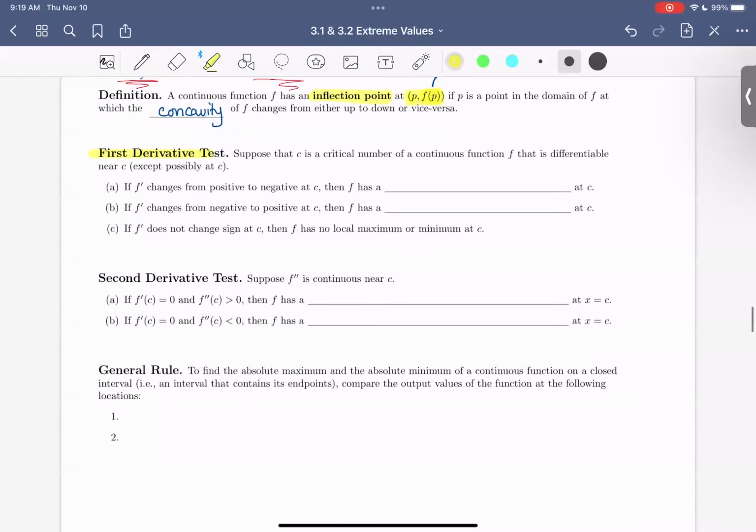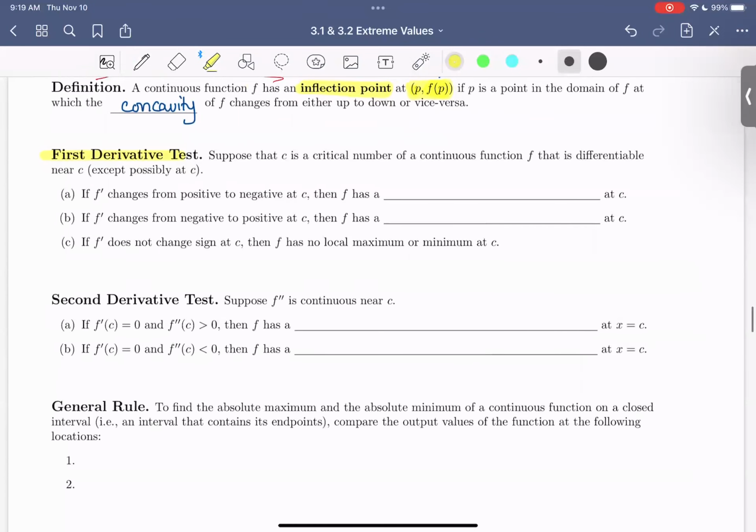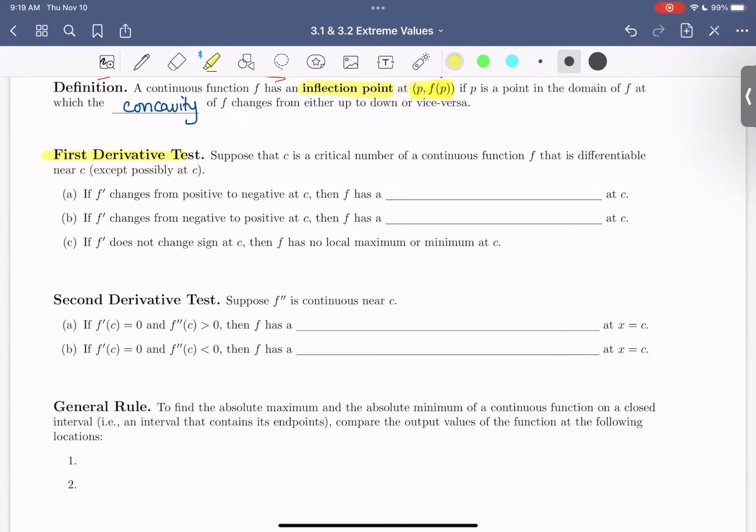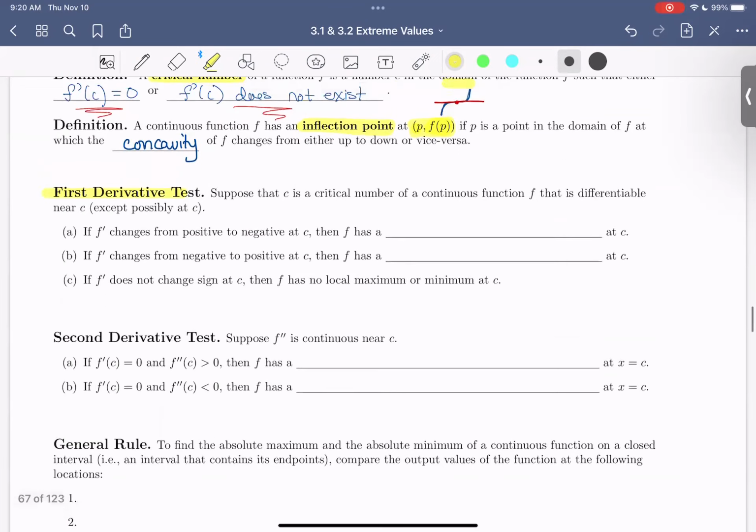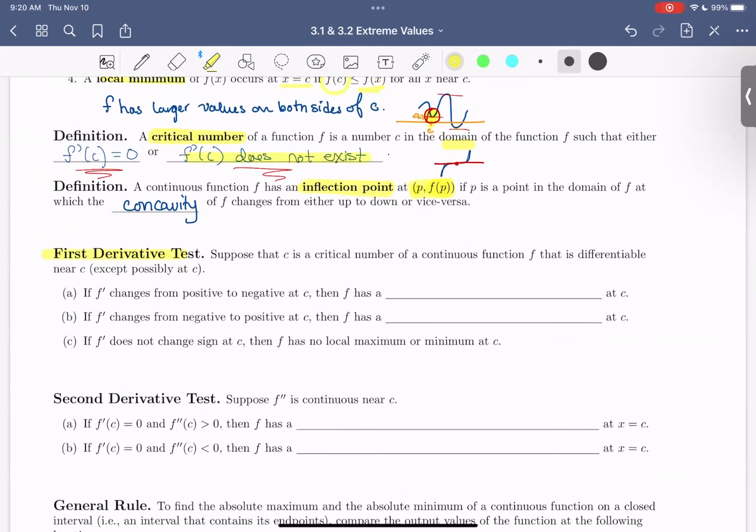So in the first derivative test, suppose C is a critical number of a continuous function f that is differentiable near C, except possibly at C itself, because as we learned in the previous video, critical means that the derivative might not exist.